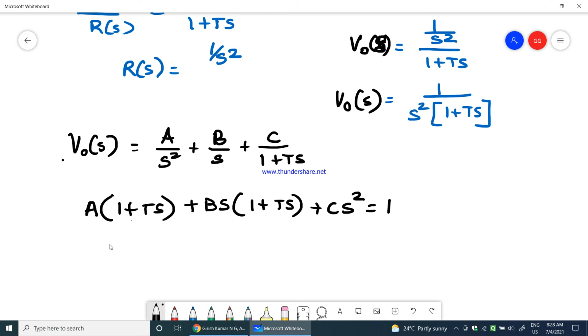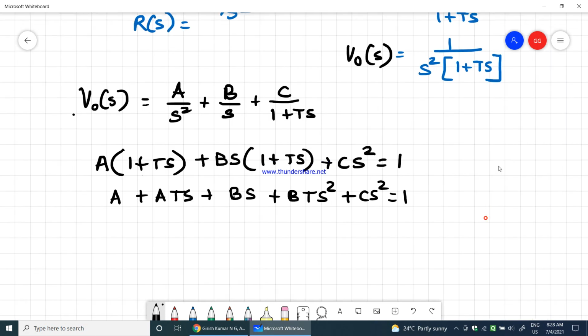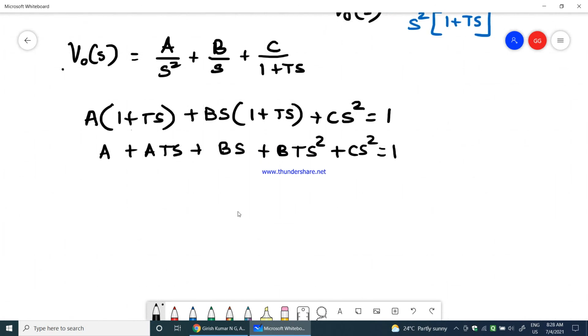So here a plus ats plus bs plus bts square plus cs square equals 1. Here we equate the LHS and RHS in terms of s power. If you see, a is constant and 1 is constant, therefore a will be equal to 1. Directly we can say a equals 1. Okay, fine.